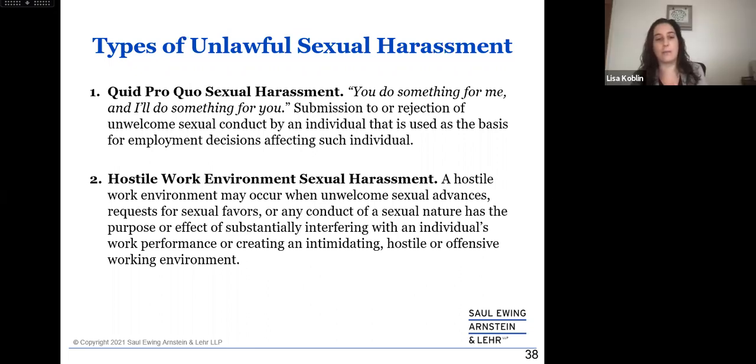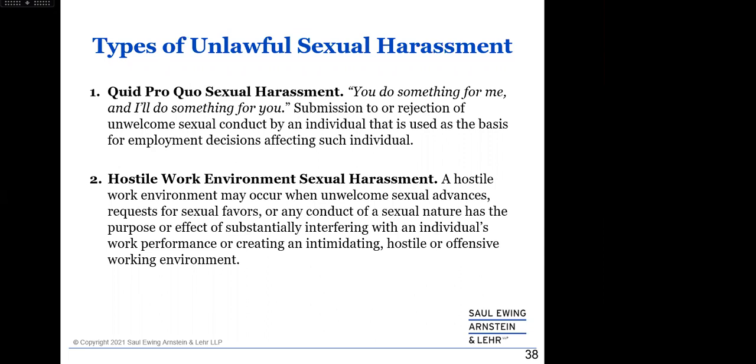And what that usually means is somebody saying, I will either promote you or not terminate you if you sleep with me, if you do any other sexual thing under the sun, and it impacts some sort of term or condition of employment. And of course, it's unwanted.